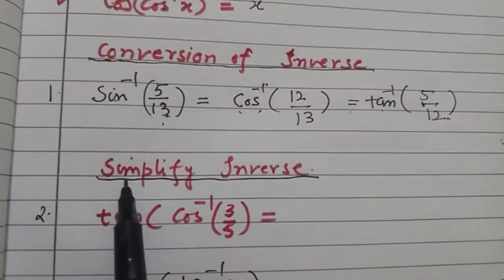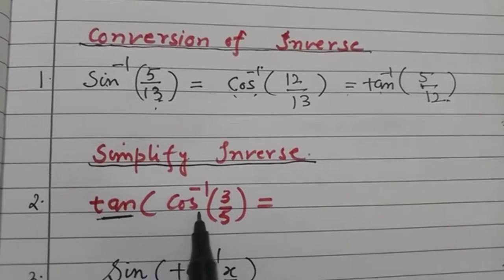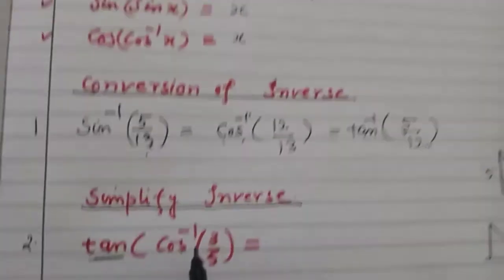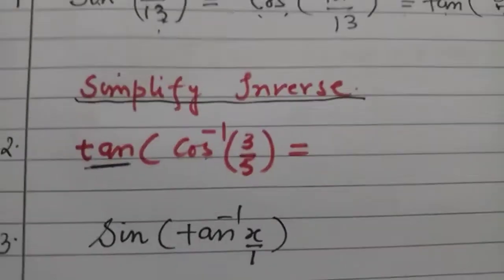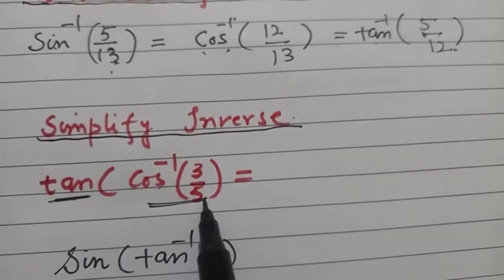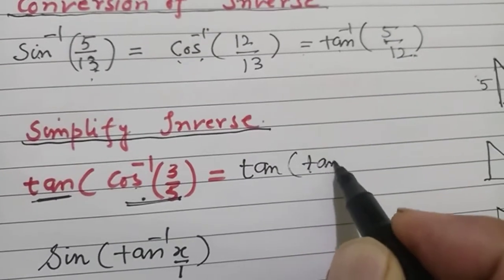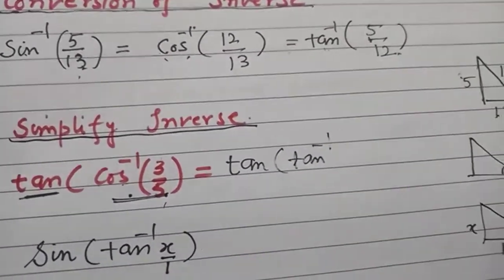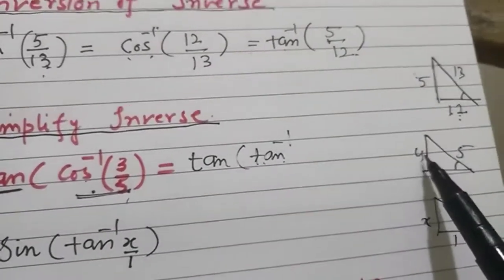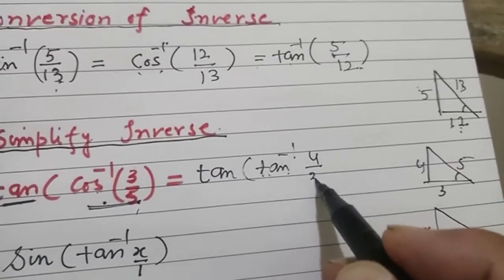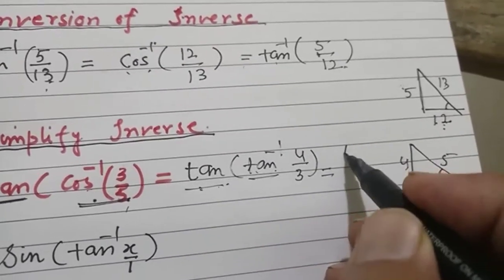Now simplify this particular inverse. We know the property that tan gets cancelled by tan inverse only. But this is cos inverse. As we saw here, cos with cos inverse, its answer is x. So that means we have to convert this cos inverse into tan inverse. So this is tan. Can we write it as tan inverse? It is 3 by 5, base over hypotenuse, that is 4. So what does it become? tan inverse perpendicular upon base, 4 by 3. This tan gets cancelled by tan inverse. The answer is 4 upon 3.